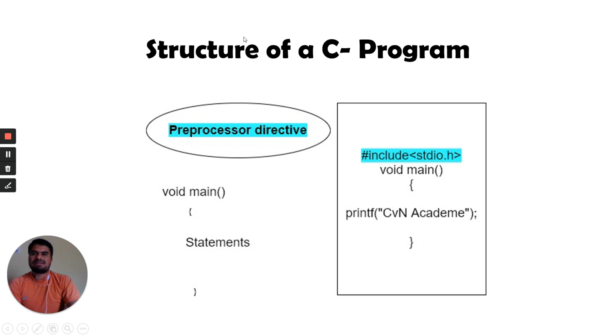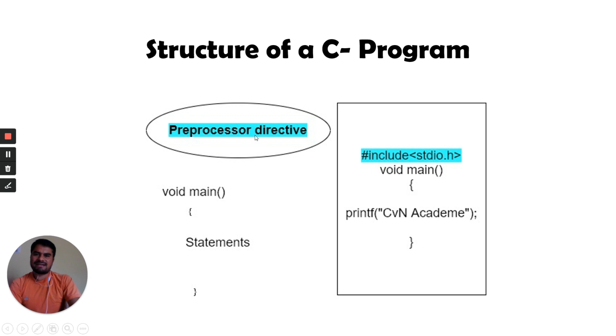Now, structure of a C program. Here, you can observe, these are the common things which we are going to use in each and every program, whichever we are going to write. First one is the preprocessor directive. Here, the source program will be made ready for compilation. That is what the preprocessor directive does.